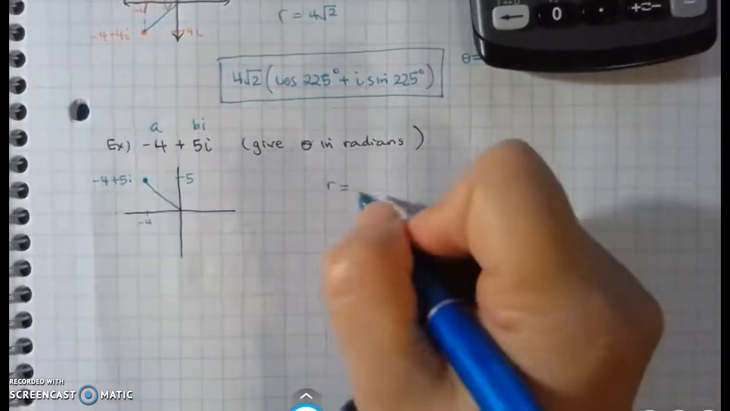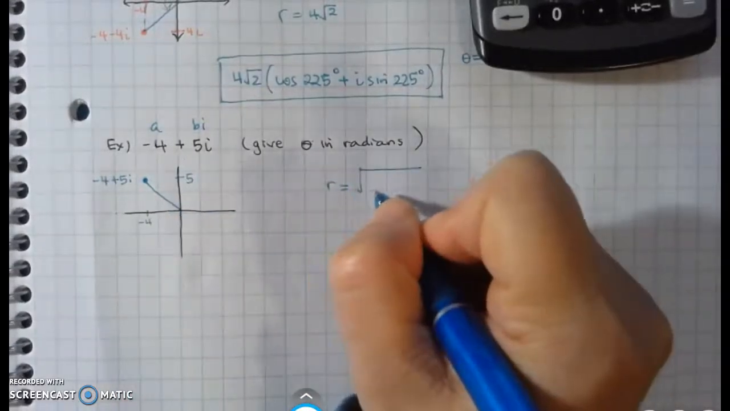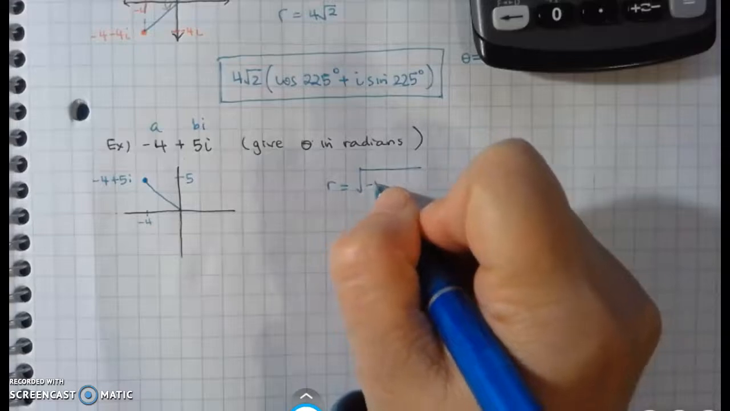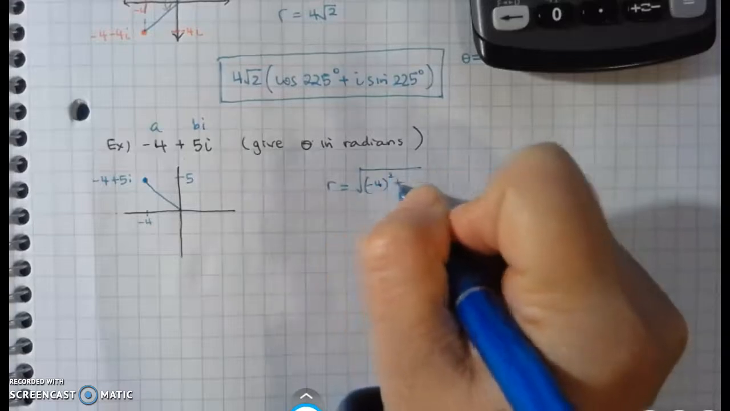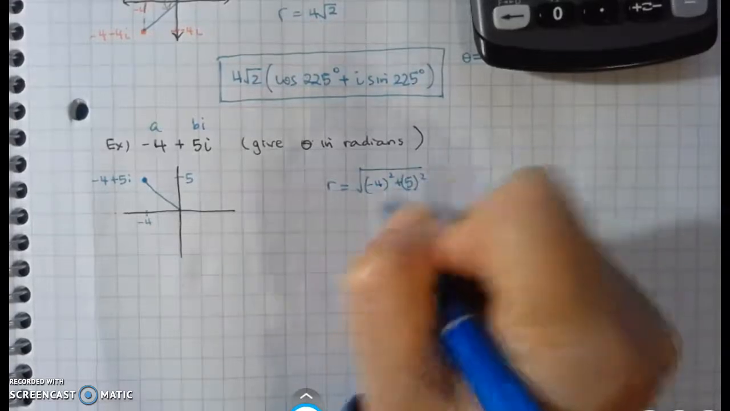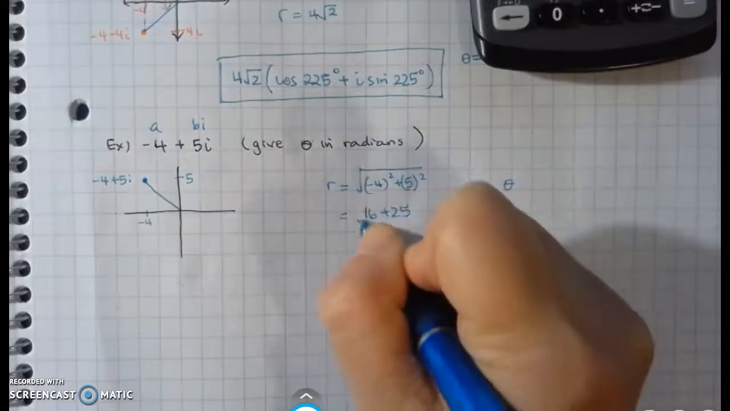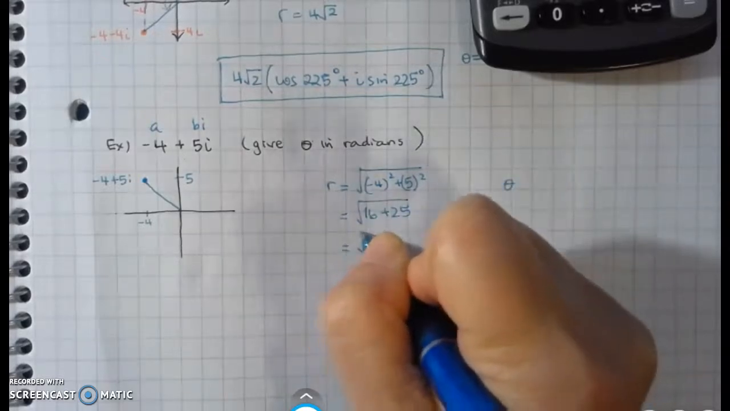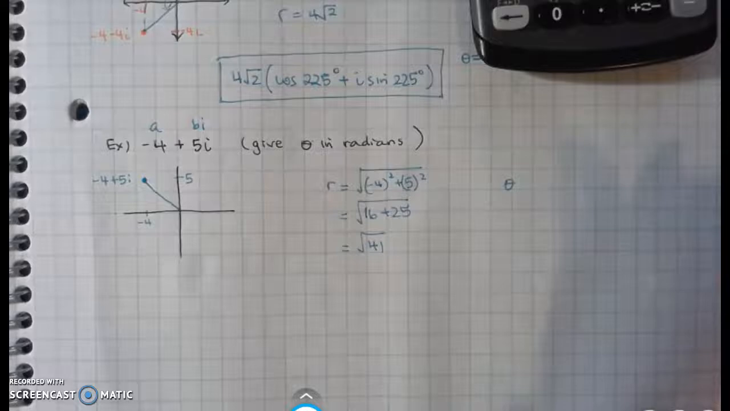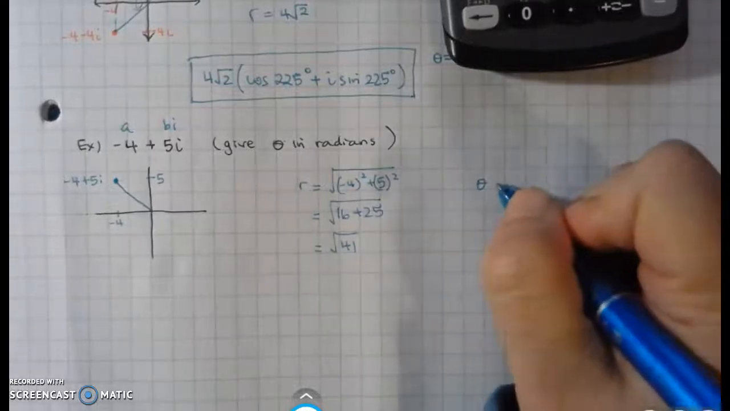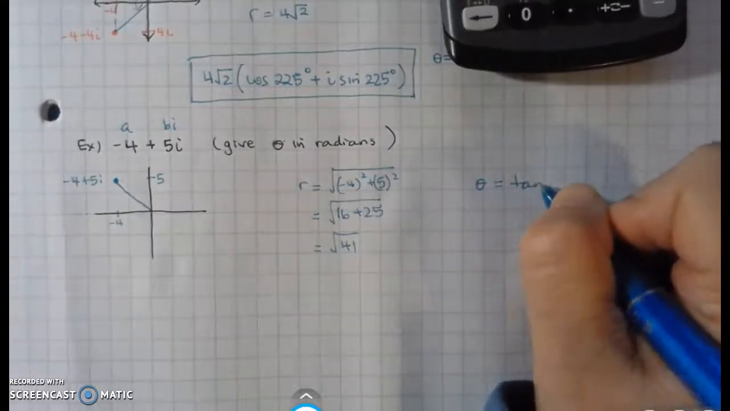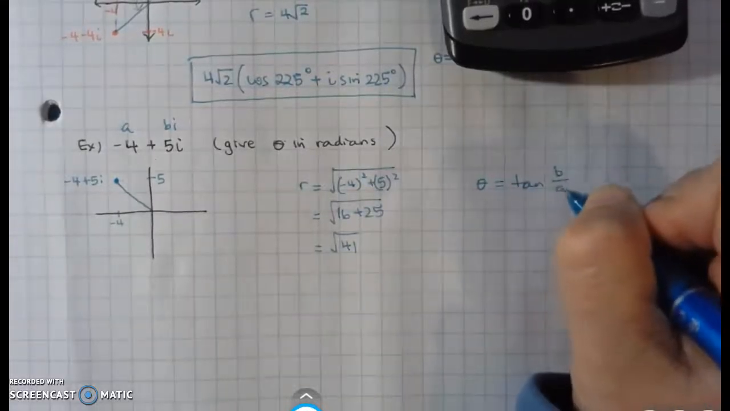r is going to be equal to the square root of a squared plus b squared. So that's -4 all squared plus 5 all squared, and that is the square root of 16 plus 25, which is the square root of 41. So I figured out what r is. Theta is always inverse tangent of b over a.